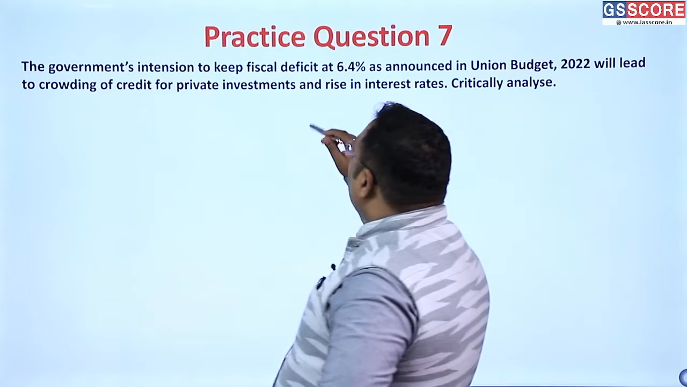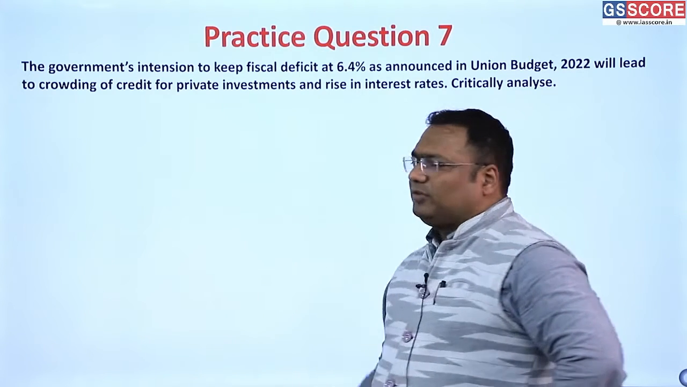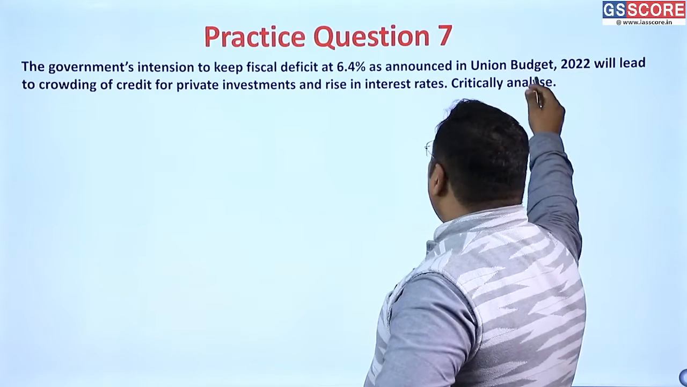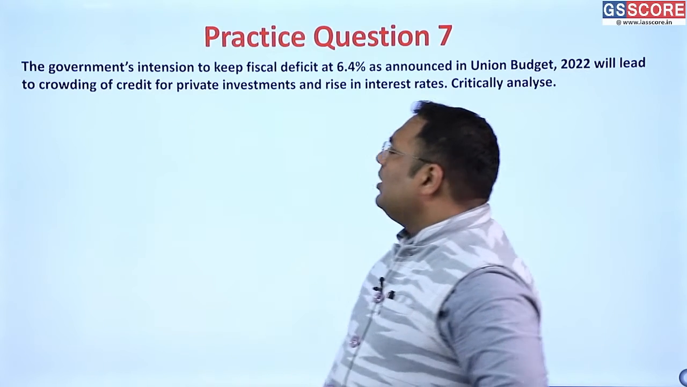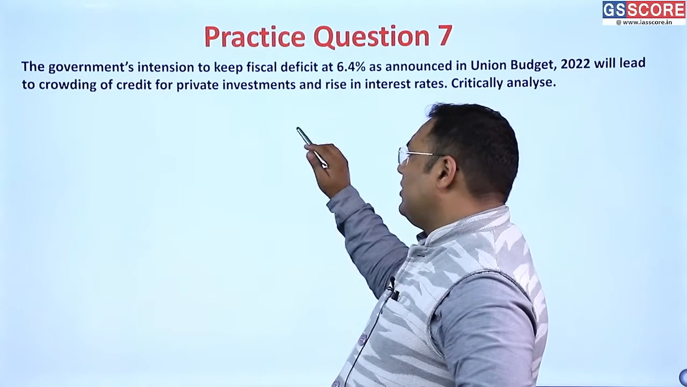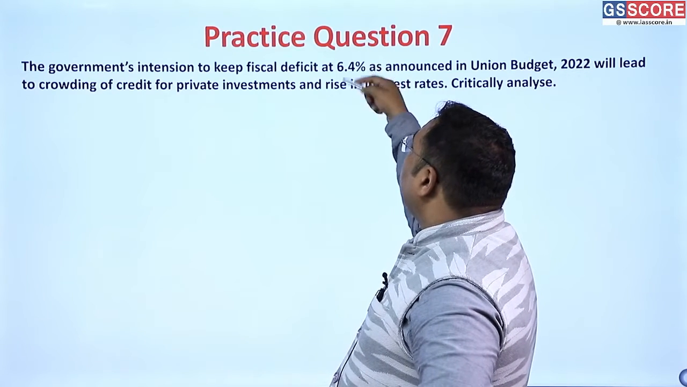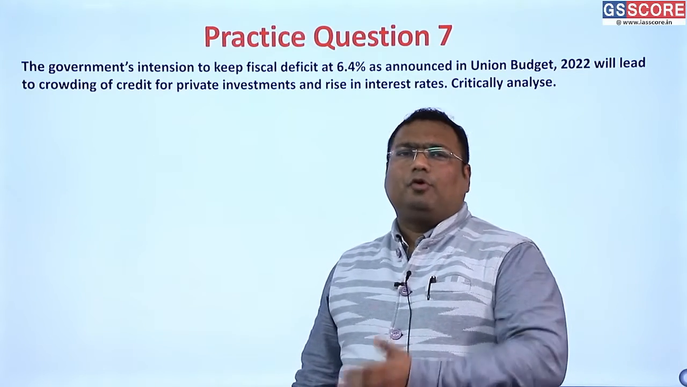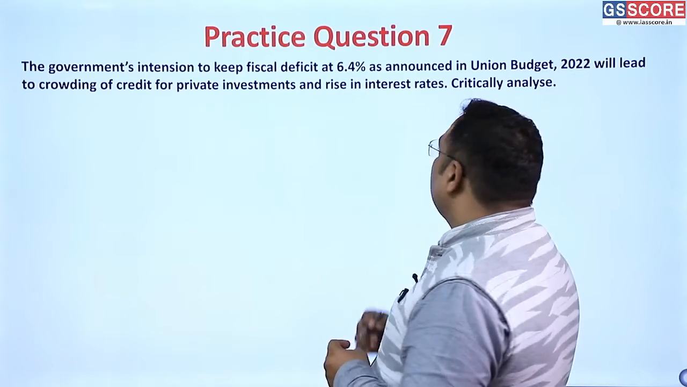Okay, so let us start. First of all, we are talking about the government wants to keep fiscal deficit at 6.4%. And we are arguing that this is a high deficit because we are suspecting that there may be a crowding out or a crowding of credit. So first of all, we have to talk about the trend of the fiscal deficit, how much the fiscal deficit is going on, what it should be, and how much high is this fiscal deficit.